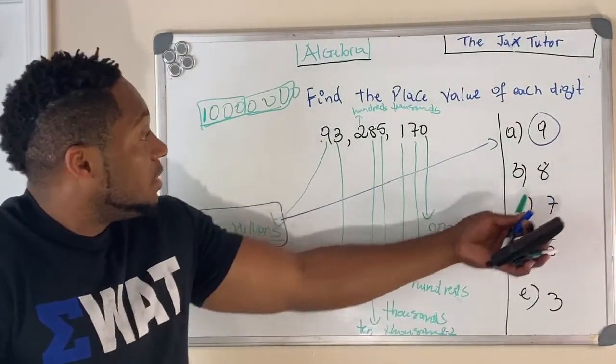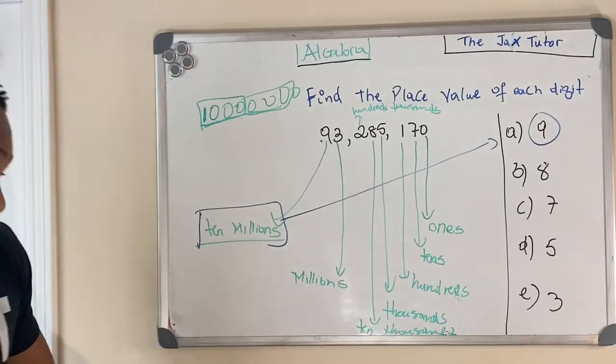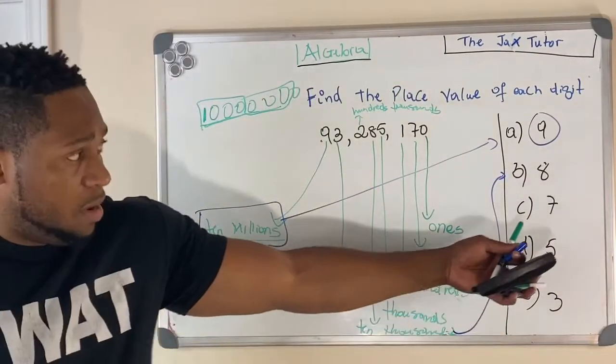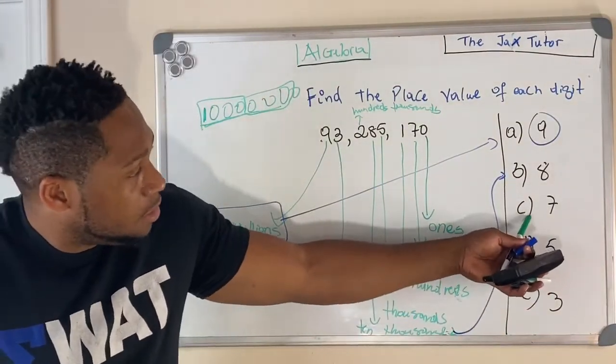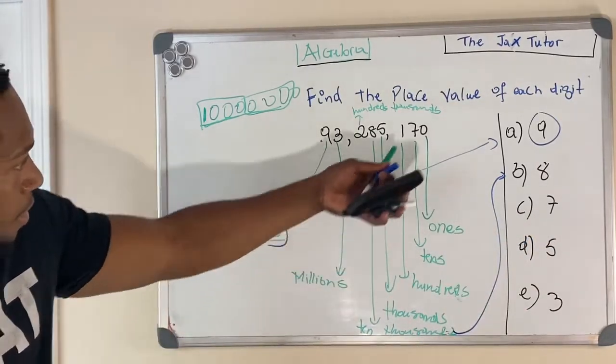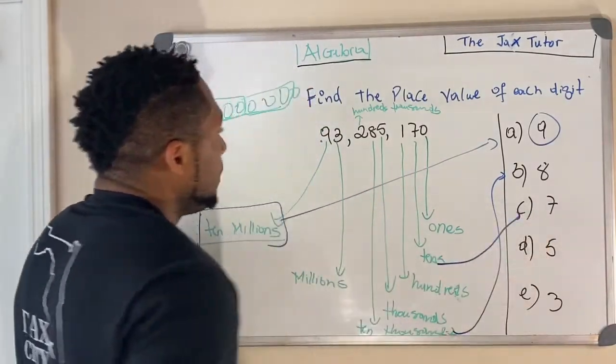What about the 8? The 8 is right here. What's the place value for the 8? It's the 10,000's place value. What about the 7? The 7 is right here. What's the place value for the 7? This is the 10's place value.